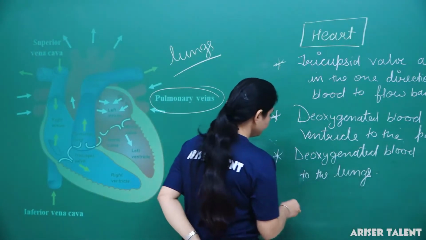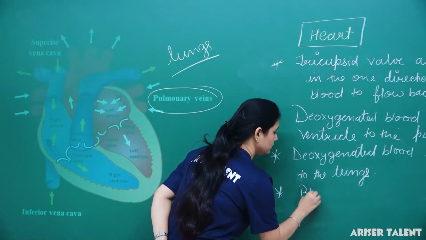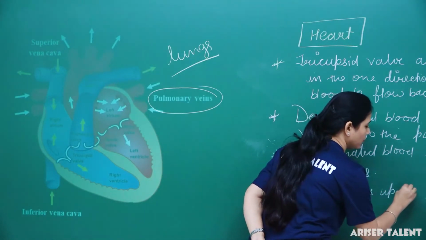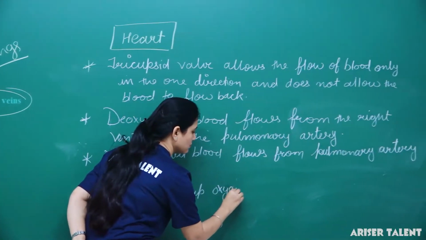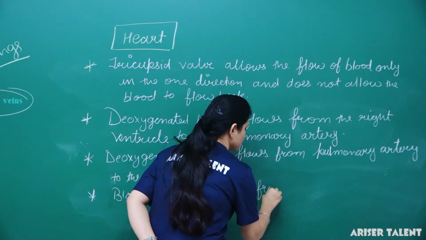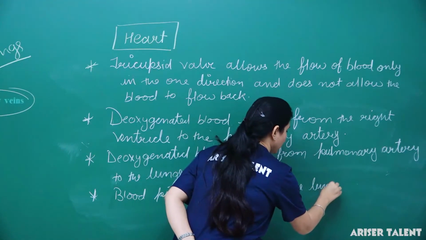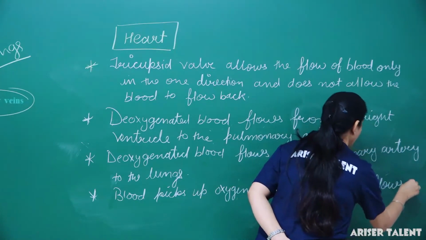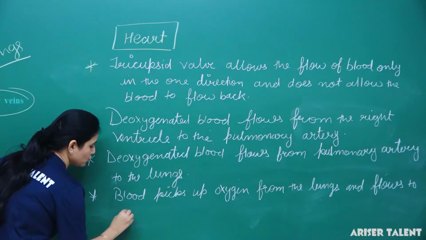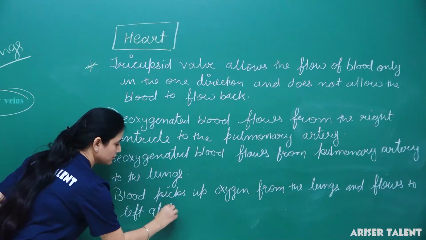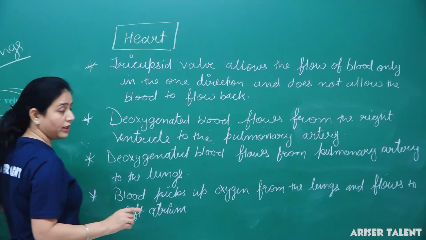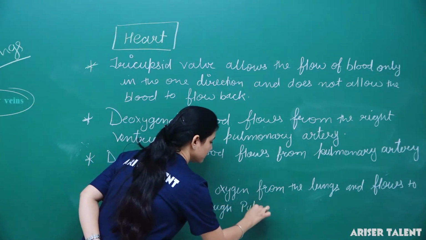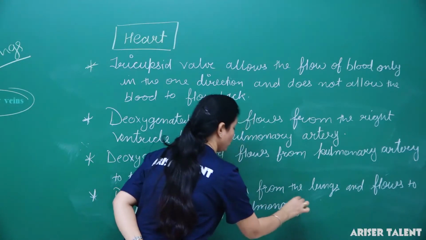Okay, now let me mention, blood picks up oxygen from the lungs and flows to the left atrium through these pulmonary veins.